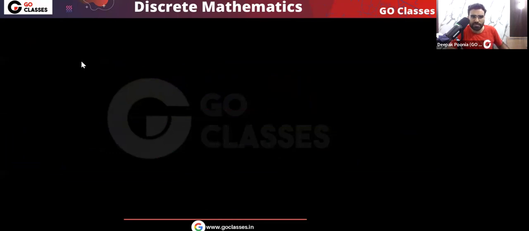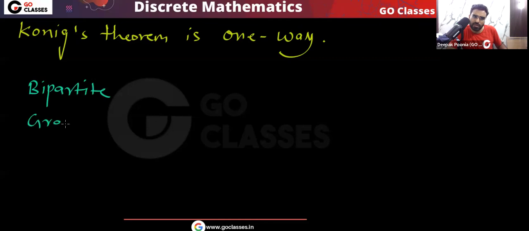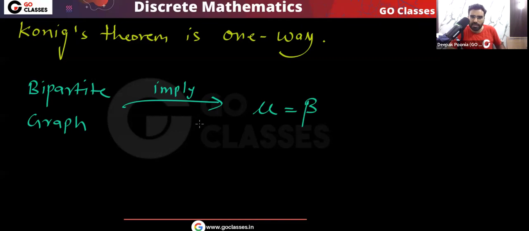But remember, König's theorem is one way only. What does it mean? It means that if your graph is bipartite, then it implies that mu is equal to beta. But if mu is equal to beta, it does not imply that the graph is bipartite.